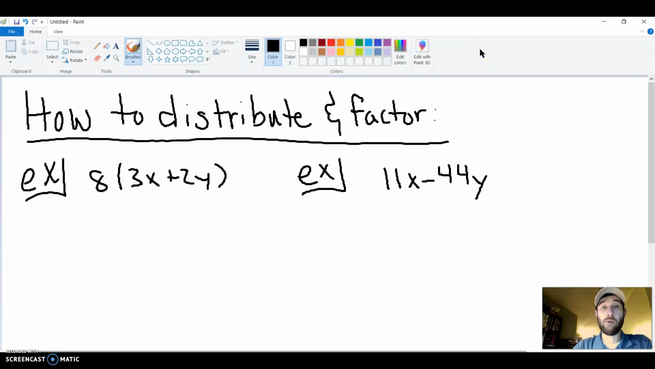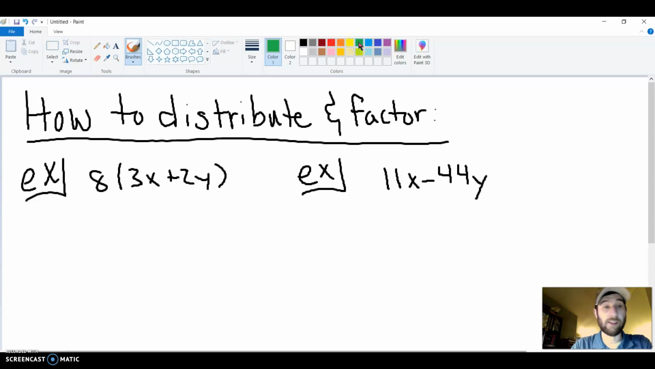Well, hello. In this video, we're talking about distributing versus factoring. Now, we've talked about distribution before in another video, so I'll briefly go over it here, but I really want to talk about it so I can underscore what factoring is all about, because really factoring is the process to undo distribution. So let's look at this first example here.